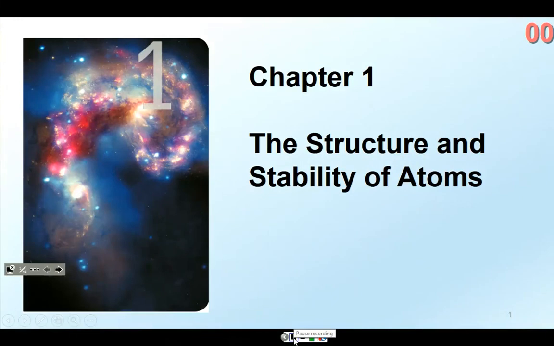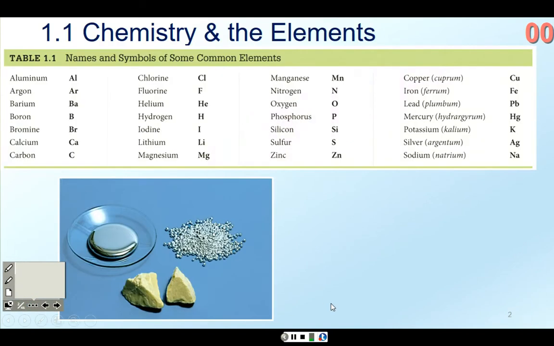All right, hello students. Time to talk about some topics from Chapter 1, the structure and stability of atoms. A variety of things that are basics when we're taking this textbook from the approach that's called Atoms First. We'll begin with atoms. The chemistry of the elements is our first section here.